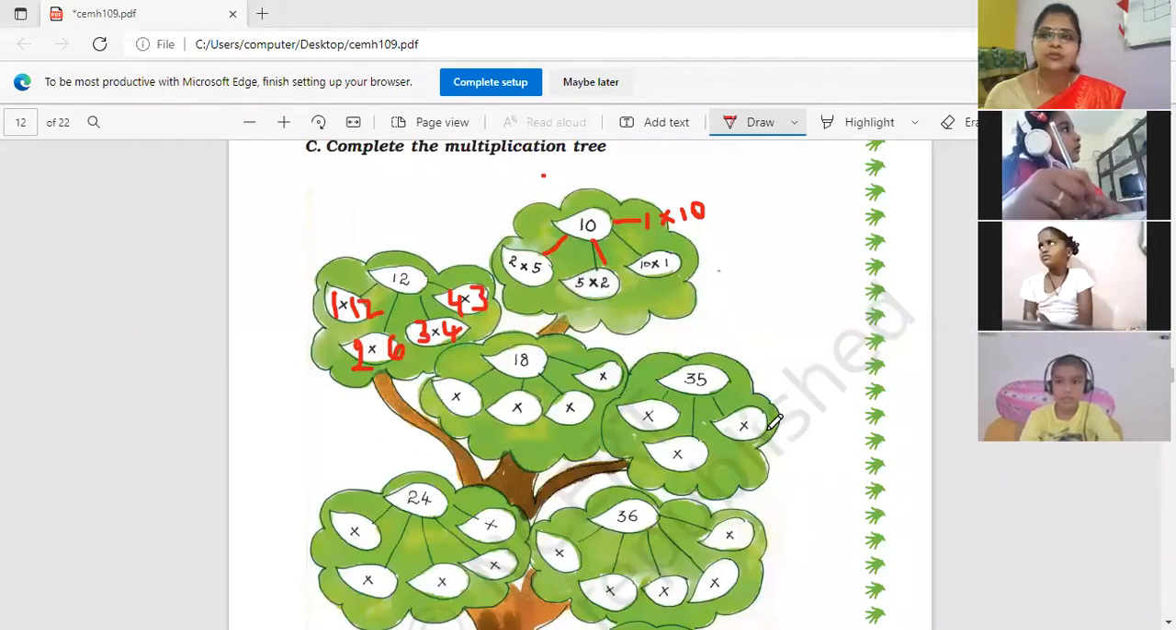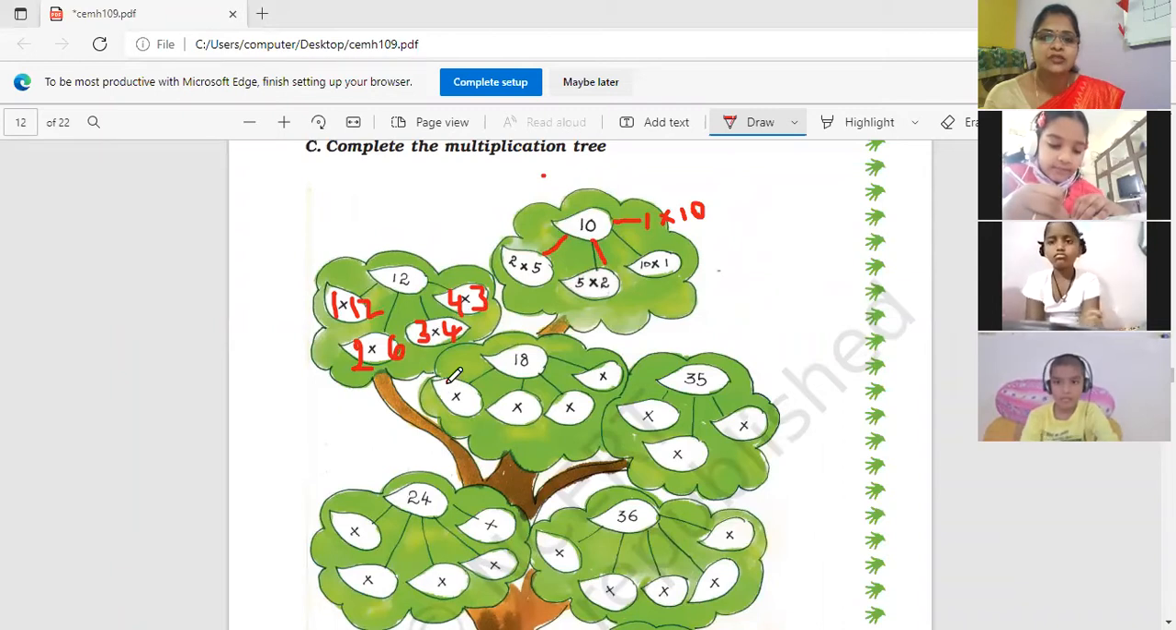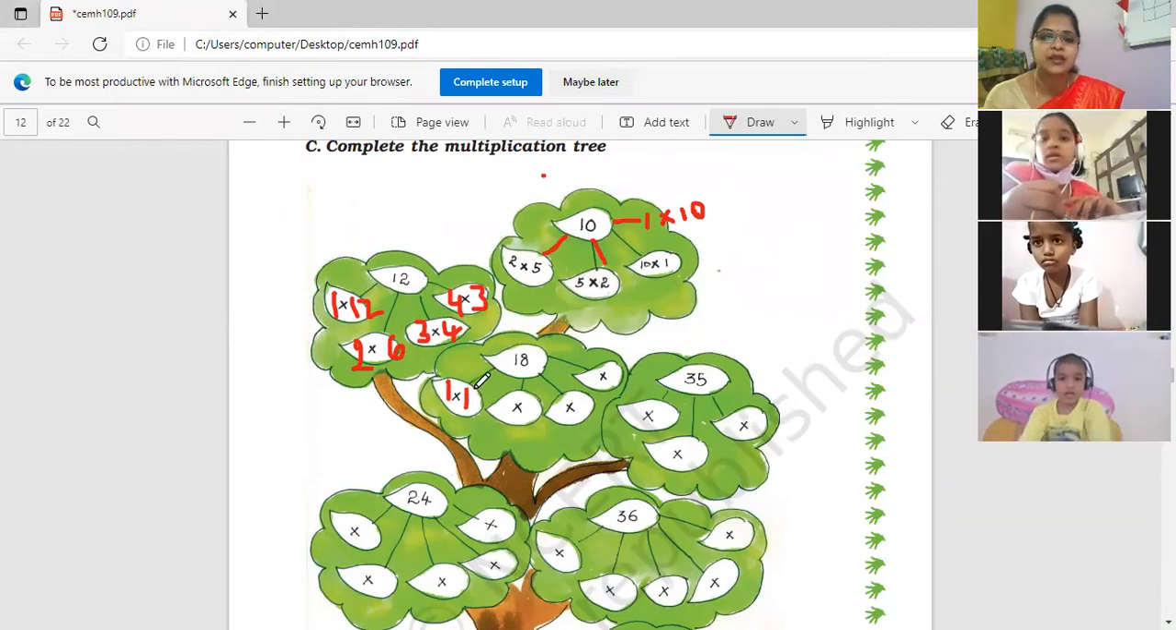Right now, Pradyumna, the question is 18. Can you tell me the tables where you get 18? Quickly. We'll start with 1 as we have done just now. See here, 12, we started with 1 twelves are 12, right? So 18, 1 eighteens are 18, right? Next we'll go to the 2 table. Do you get 18 in the 2 table?